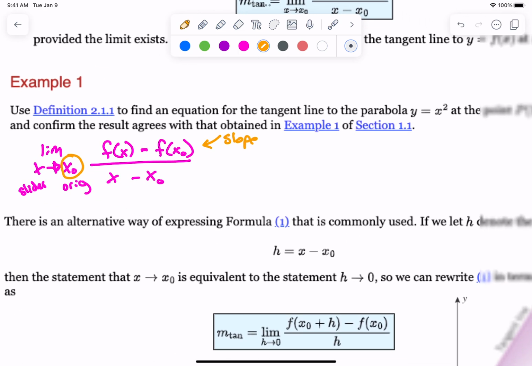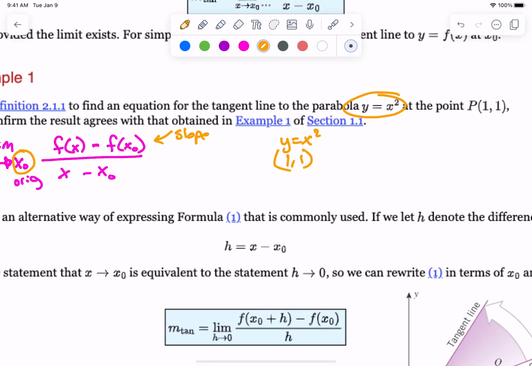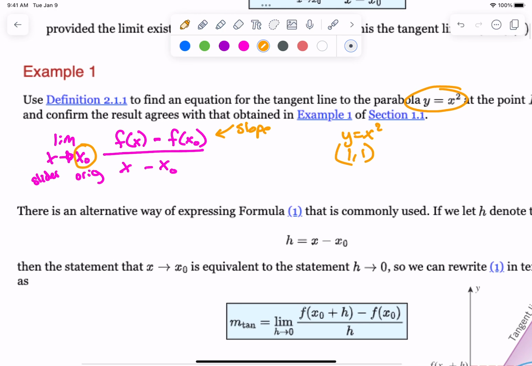So use the definition to find an equation for a tangent line. Our function is this parabola, y equals x squared. And I want it at the point 1, 1. Those are the two pieces of information it gives me, okay? This whole thing is the slope right here. Yep, we're using the formula for slope basically, okay?